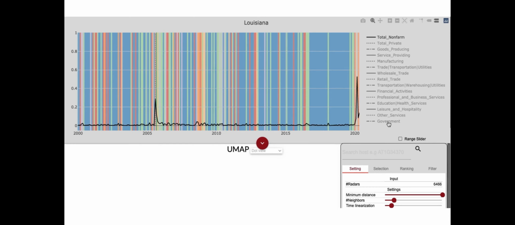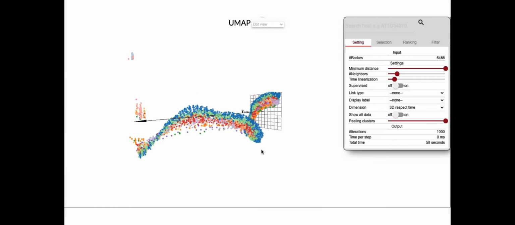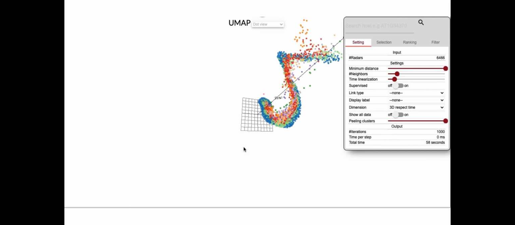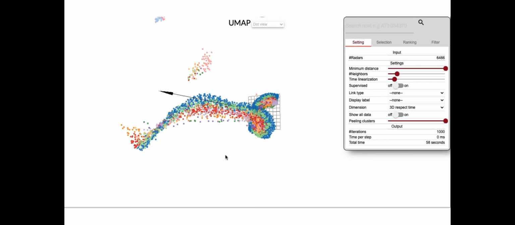The vertical, dash, and black line indicates the time point of a chosen point. Louisiana underwent a terrible hurricane, namely Katrina, in this period. It is noticeable that this dataset seems to have a circular pattern because data points tend to rotate around the time axis as it evolves.